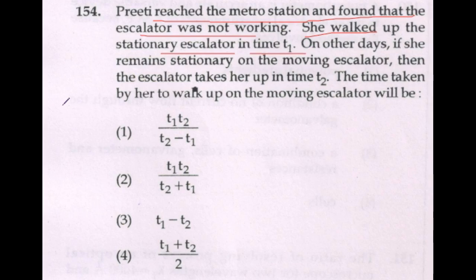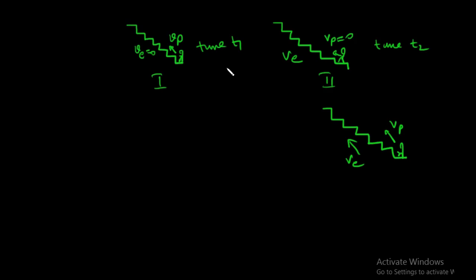On other days, if she remains stationary on the moving escalator, then the escalator takes her up in time t2. So in the first situation, only Preeti is moving. In the second, only the escalator is moving, and we have to find out the time taken when both are moving. When she is walking up and the escalator is also moving, okay? Alright, so these are the three situations.